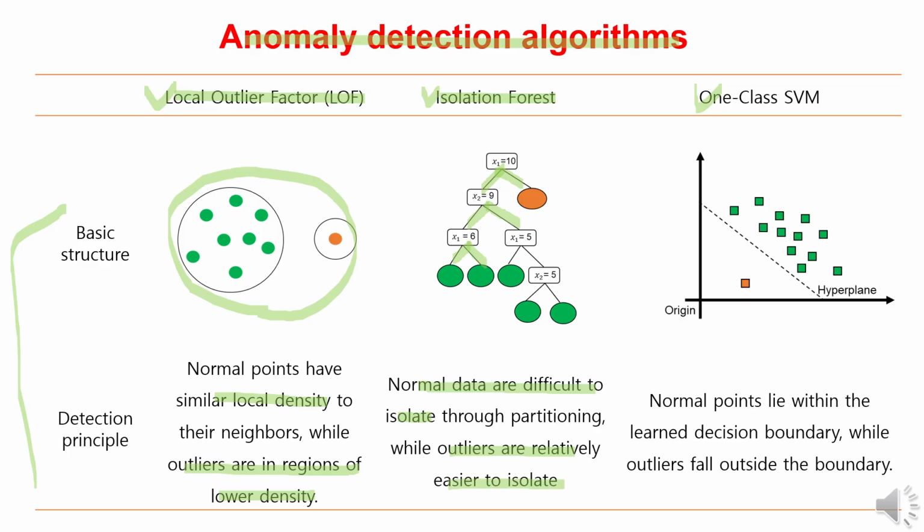Finally, one-class SVM transforms normal data into a high-dimensional feature space and learns a decision boundary that encloses the normal data. Points that lie inside the boundary are considered normal, while those outside the boundary, especially toward the origin, are classified as outliers.